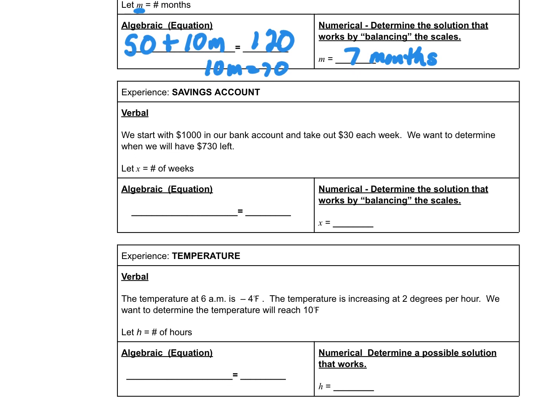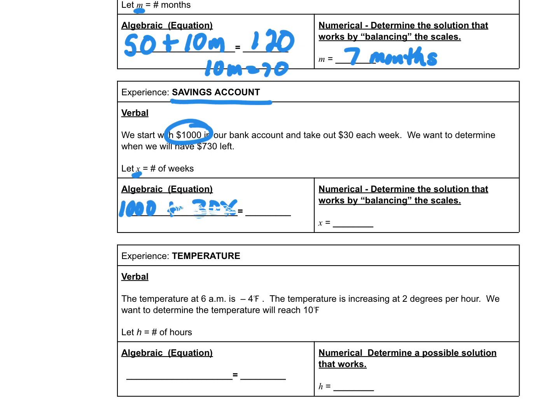All right, your savings account. We start with 1,000 in our bank account and take out 30 each week. We want to determine when we will have 750 left. So algebraically, we begin with 1,000. Plus 30x, because x is the number of weeks. Oh, take out, sorry. Oh, plot twist. So that's a minus 30.